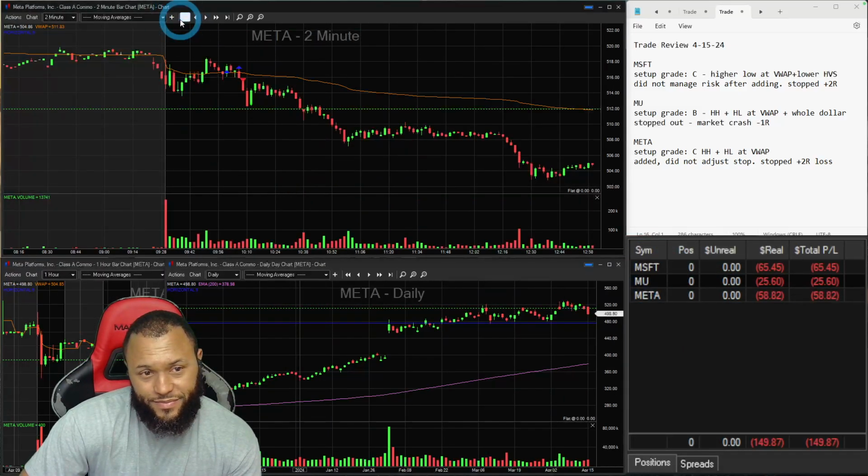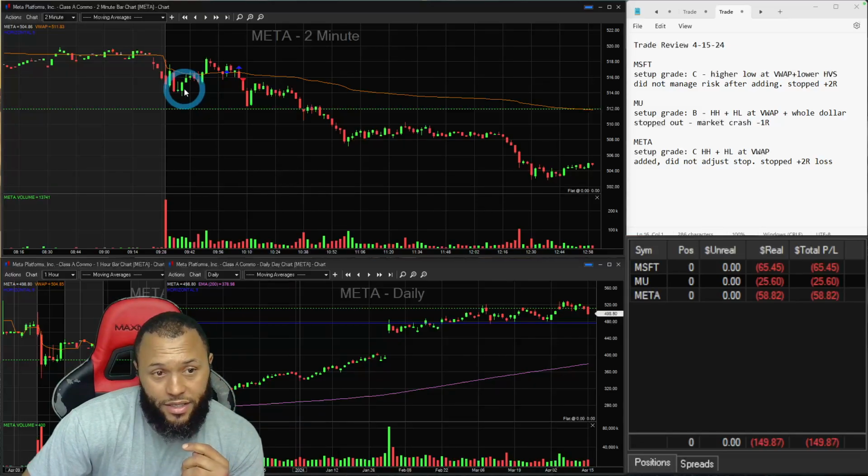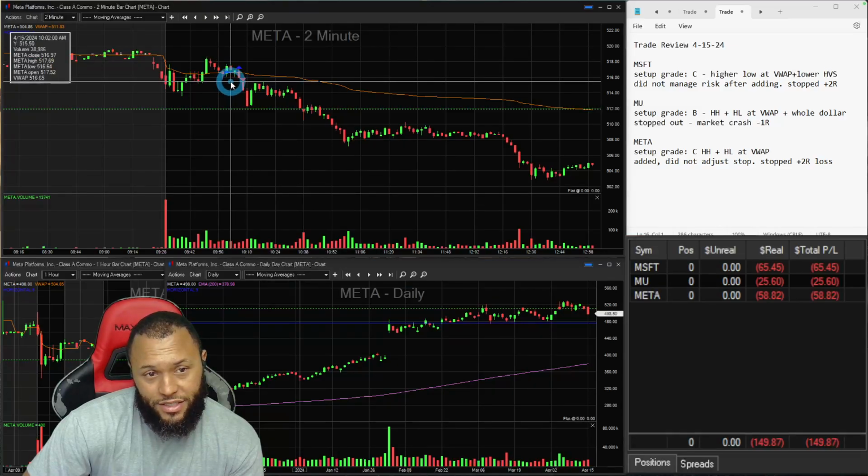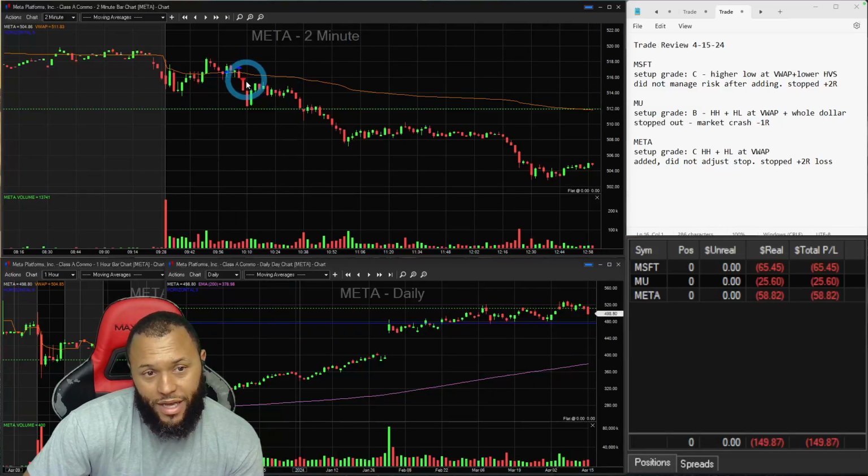Meta. Pretty much the same situation as all the other ones. Gapped up in pre-market, uptrending in pre-market, pulled back at the open. Traded back above VWAP, made a higher high right here, higher low, hammer bar. I'm getting in that one every time. And at 10:02, it went all bad.